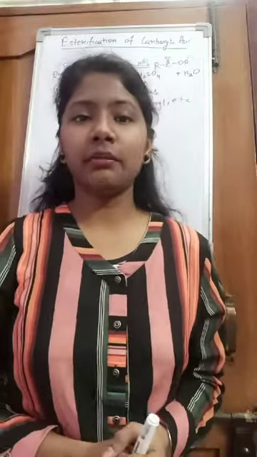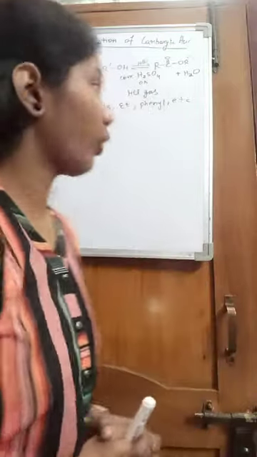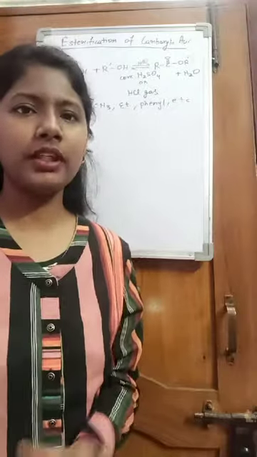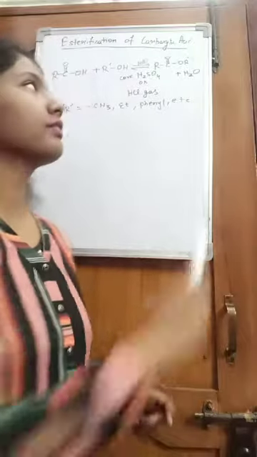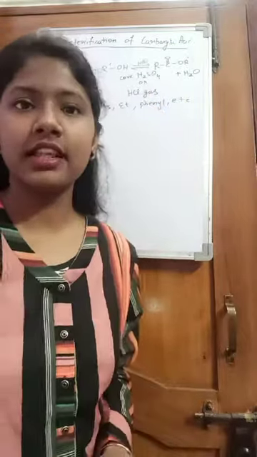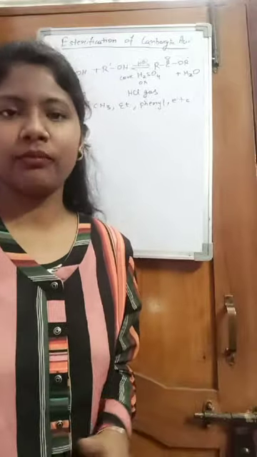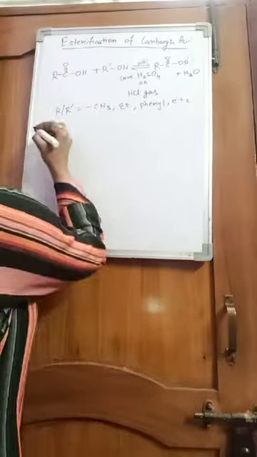Now let's study the mechanism of the esterification procedure. First of all, what is the reaction happening? A carboxylic acid reacting with an alcohol in the presence of an acid, which is used as a catalyst, gives you the product, that is ester plus water. Let's see the mechanism.